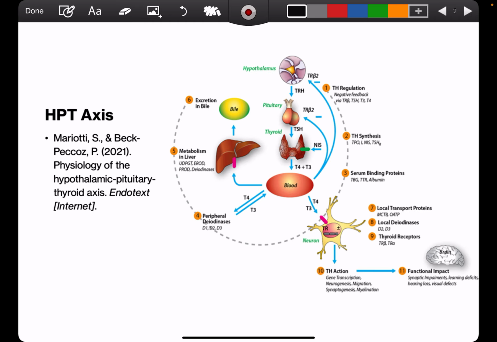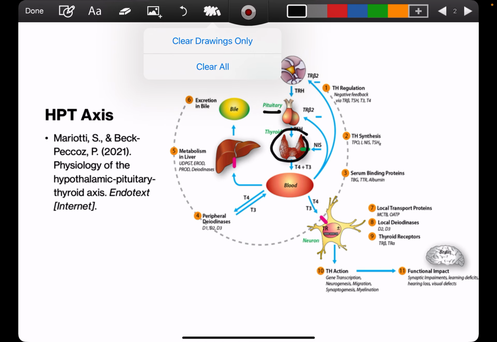So just to start, we're going to go with the basic HPT axis, as both Hashimoto's and Graves affect the HPT axis, but more specifically, they affect the thyroid, not so much the pituitary and hypothalamus. Sorry, wrong move. So yes, they affect mainly the thyroid, not the pituitary and hypothalamus.